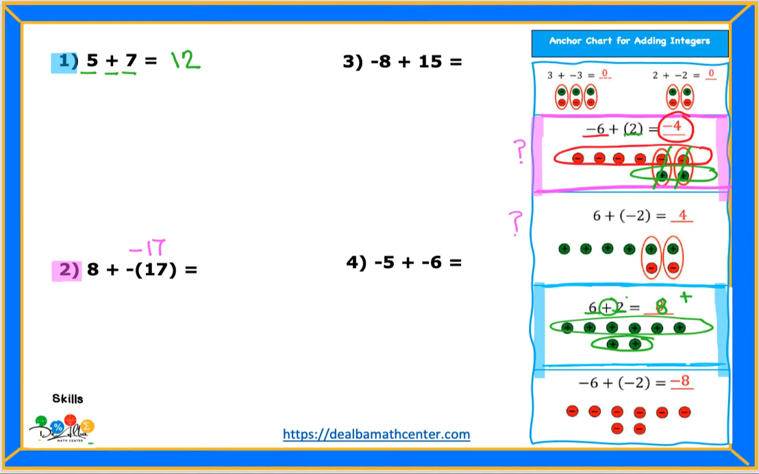So let's predict the sign first. Which one we got more? More positives or more negative? More absolute value for positive 8 or for negative 17? Yes, for negative 17. So that's going to be negative. Now it's like subtracting. So we're going to do 17 minus 8. And that's going to be 9. So the answer is negative 9.